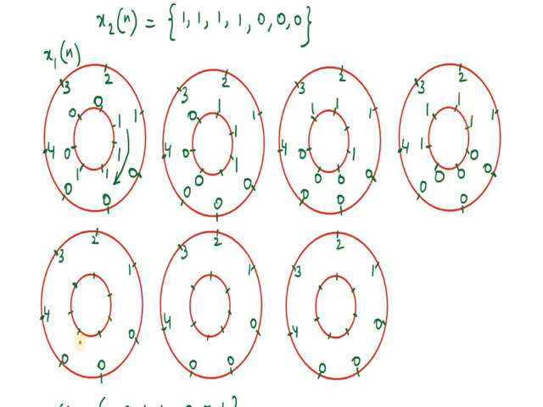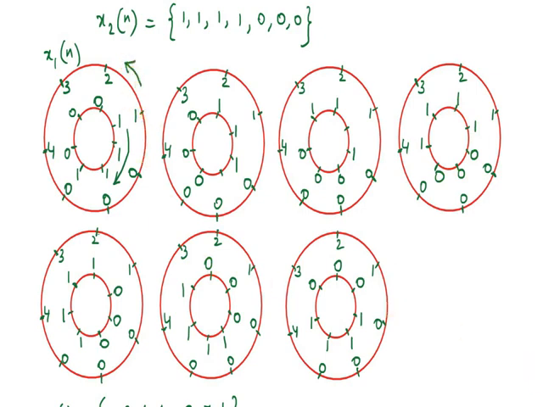In the next step, x2 of n will start from here: 1 1 1 1 0 0 and 0. In the next step, it will start from here: 1 1 1 1 0 0 and 0. In the last step, it will start from here: 1 1 1 1 0 0 and 0. So this is how the samples are to be positioned. After writing these sample values, we just need to multiply these values.